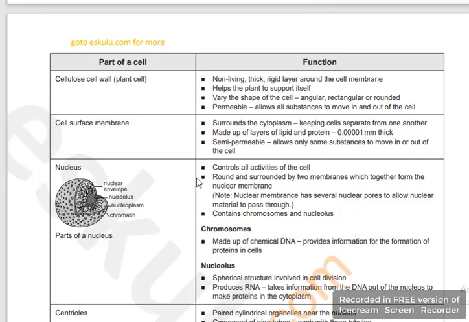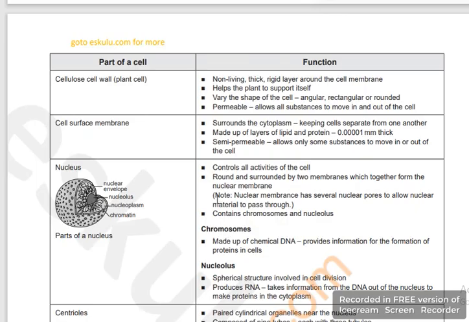The other part we have here is the nucleus. In the nucleus, we have what is known as the nuclear envelope, the nucleolus, the nucleoplasm, and chromatin, which are parts of the nucleus. What is its function? It controls all activities of the cell. It is round and surrounded by two membranes which together form the nuclear membrane.